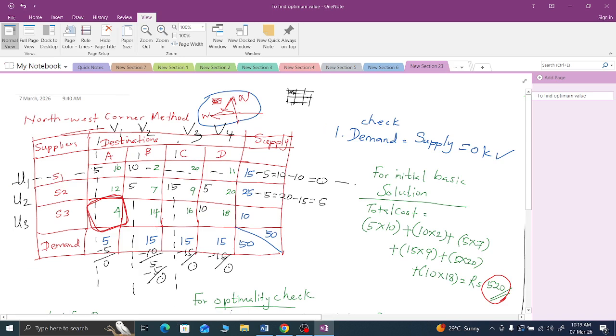Okay, let's see here. What I am going to do is find the loop.